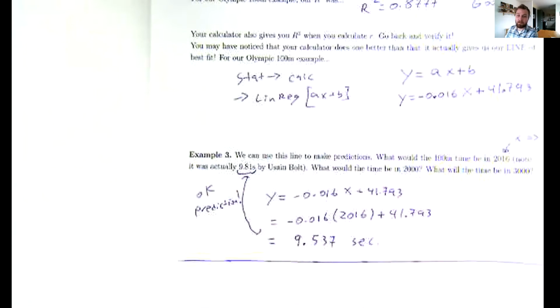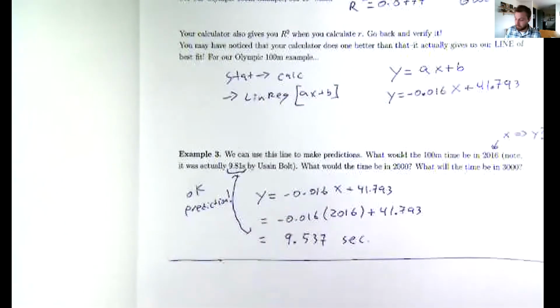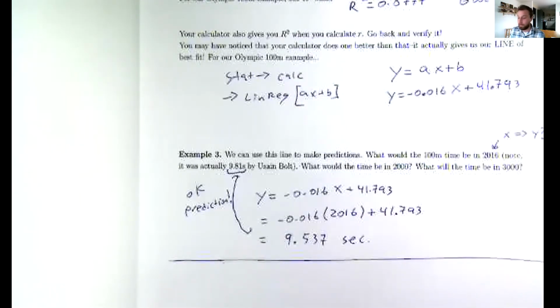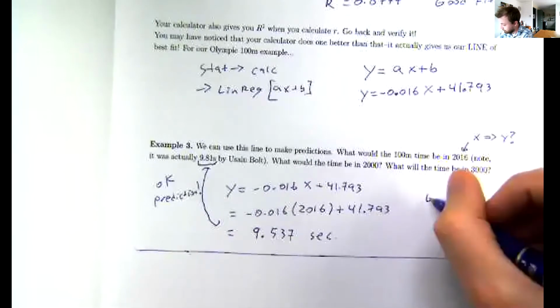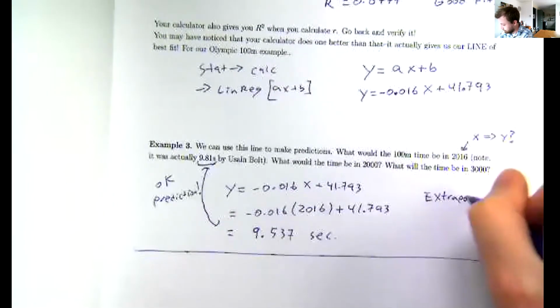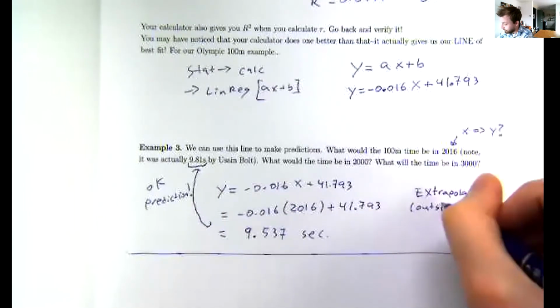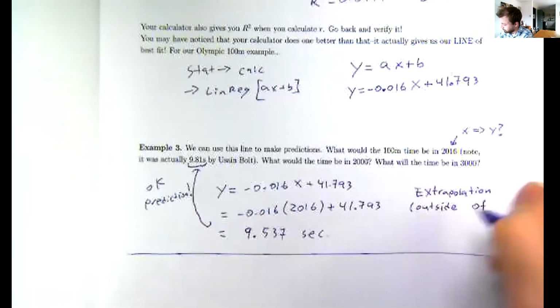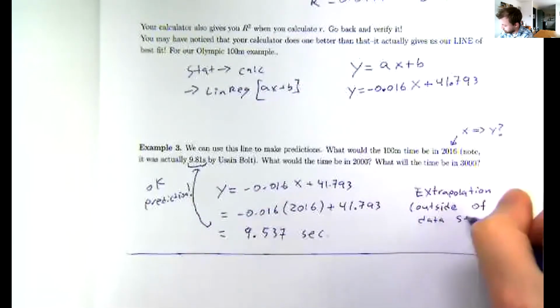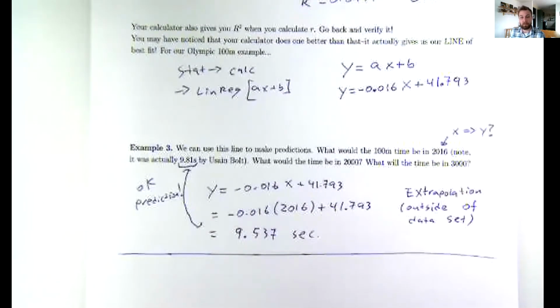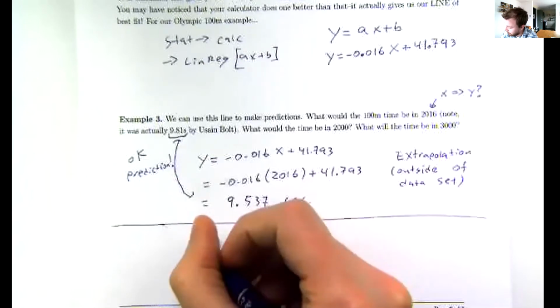And one of the reasons why I think this is probably an okay prediction is 2016 isn't that far away from the data that I already have. So this is extrapolation. This is outside of my data set for years. But it is barely extrapolation. It's just sort of the next year in the sequence. Let's make a prediction for what the time would be in the year 2000, okay? Well, same thing.